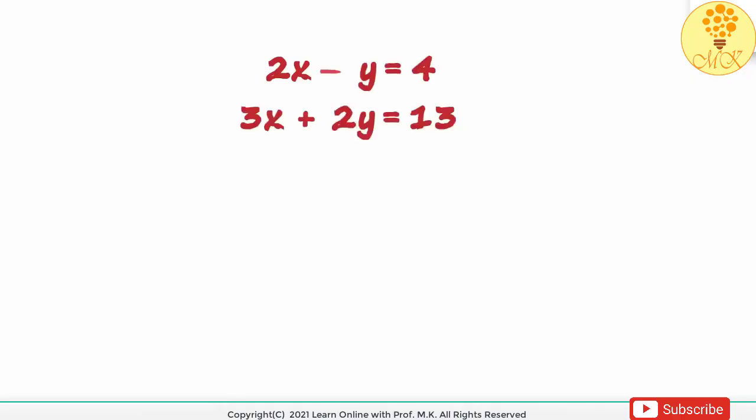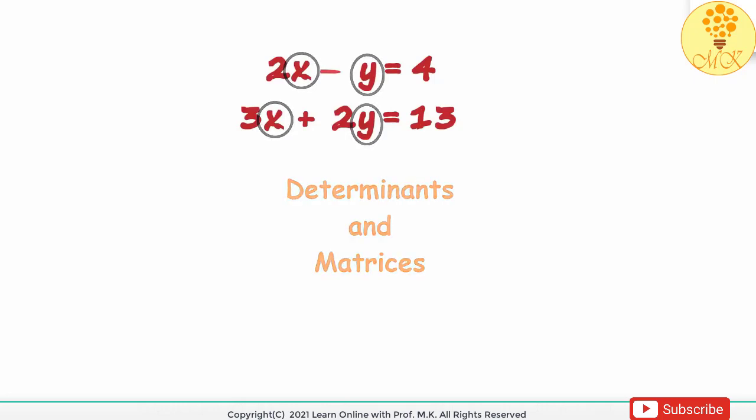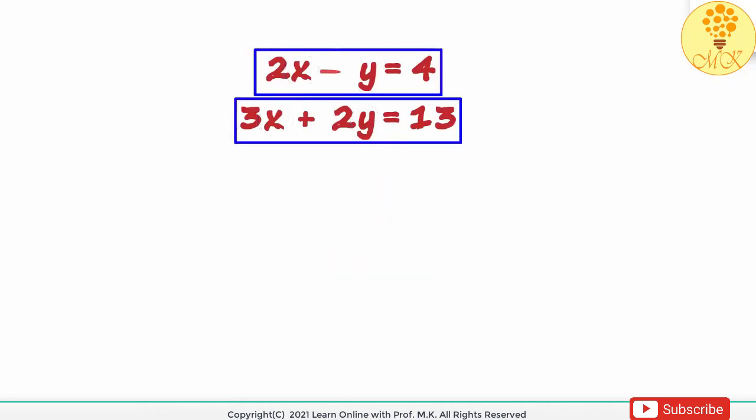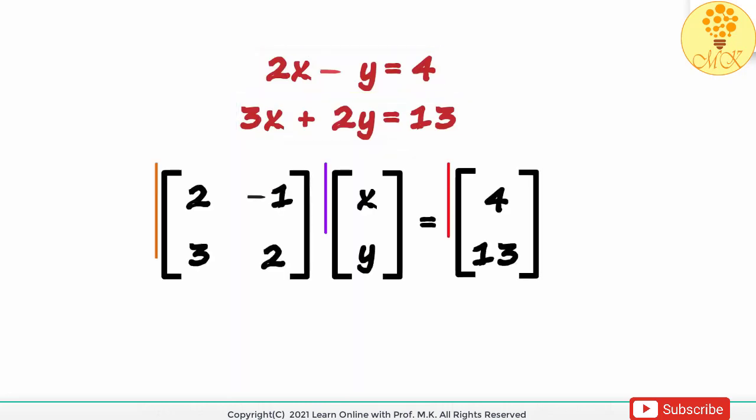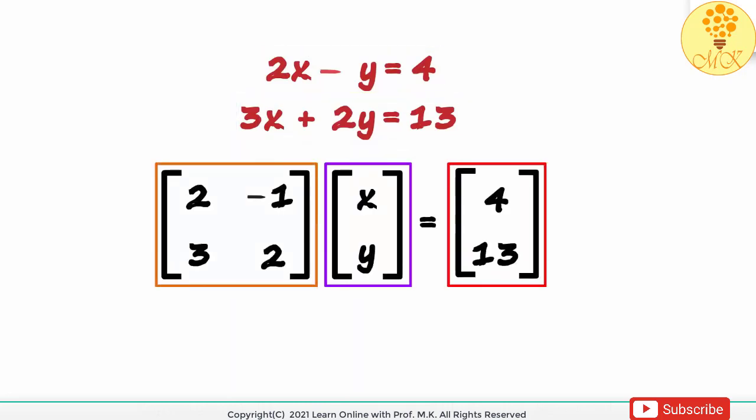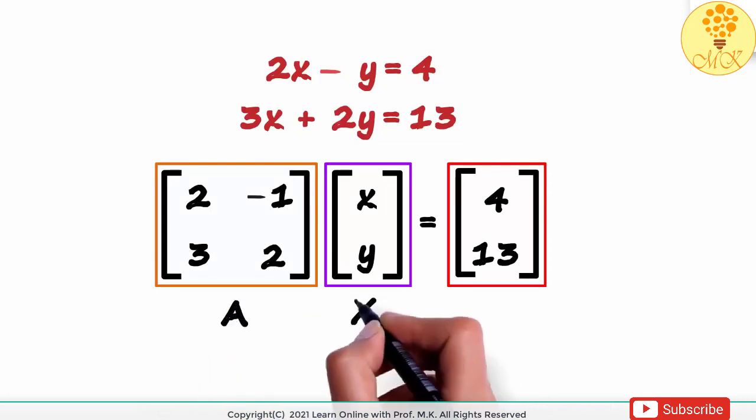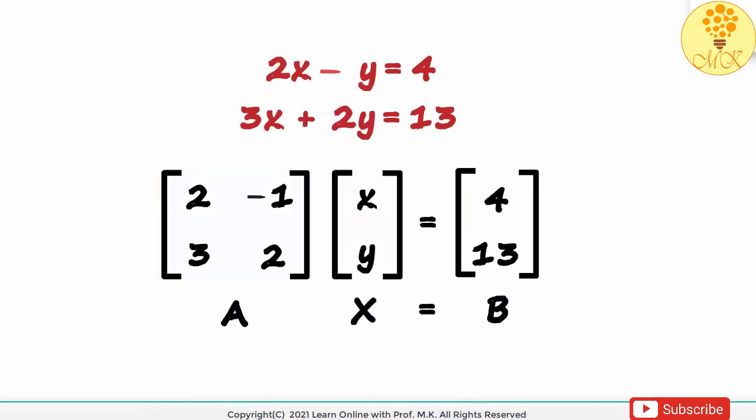These were the two equations we looked at in the previous part of the lesson. We want to solve for the values of x and y using determinants and matrices. So we wrote this system of equations in the matrix form, like this. We have three matrices here. We call them matrix A, matrix X and matrix B. A times X is equal to B.